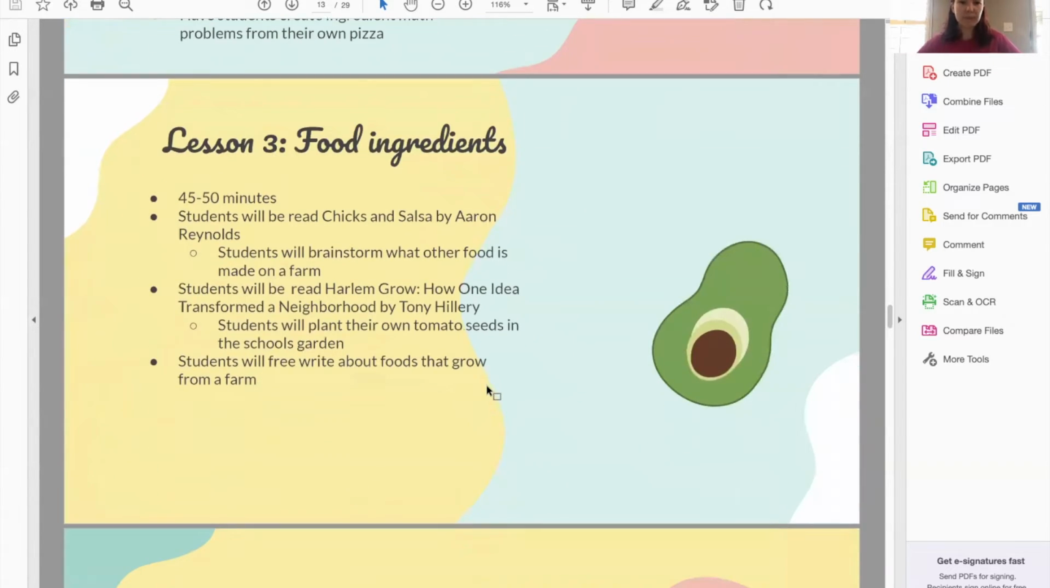So lesson 3, food ingredients. That would be 45 to 50 minutes. This is the science part, agricultural science, so it's about the foods that are in the ingredients. Students will read Chicks and Salsa by Aaron Reynolds.